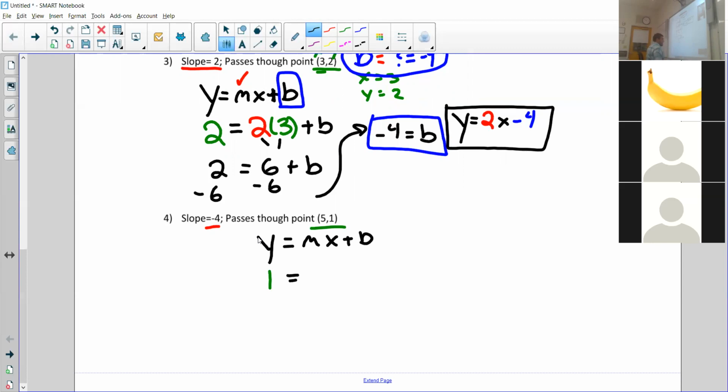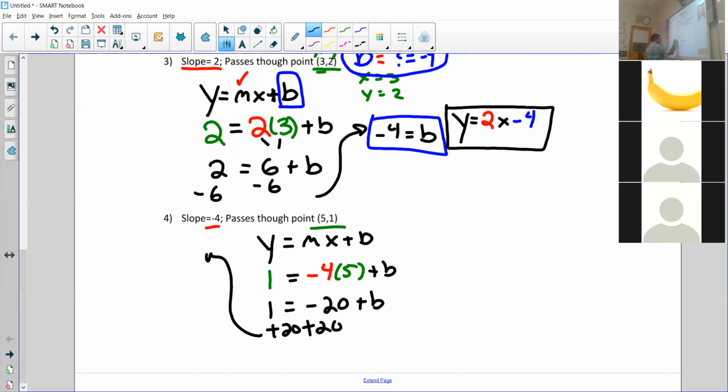So let me just do this so you can check this in the recording later. Here we are plugging in all our points. We're going to try to find B. All of you got B pretty much. 1 equals -20 plus B, plus 20 on both sides. You get 21 equals B, which is nice.